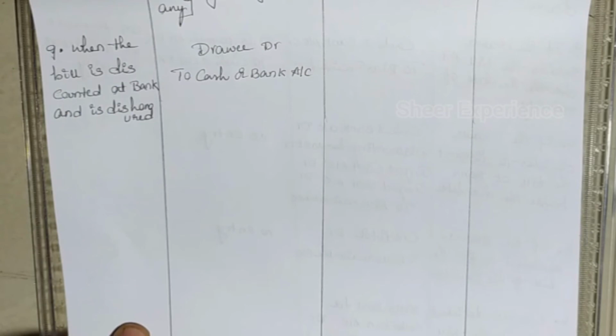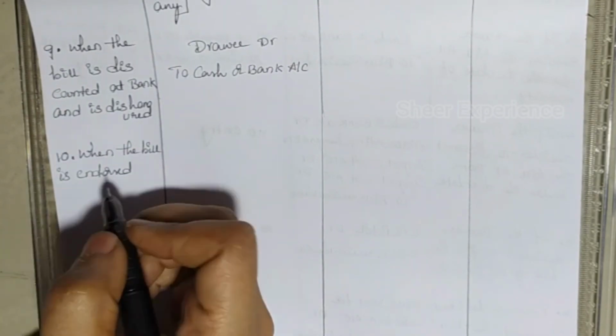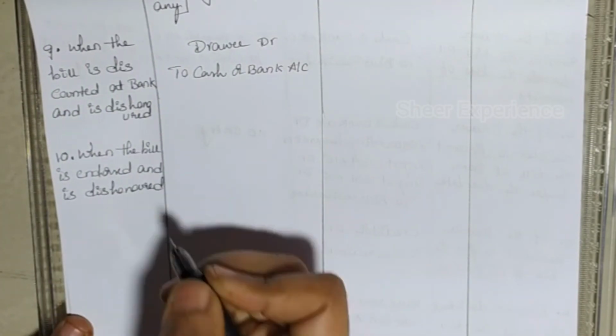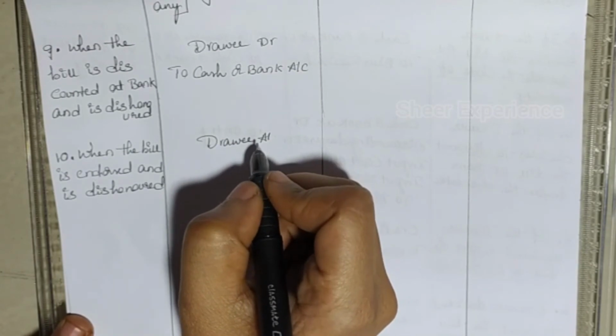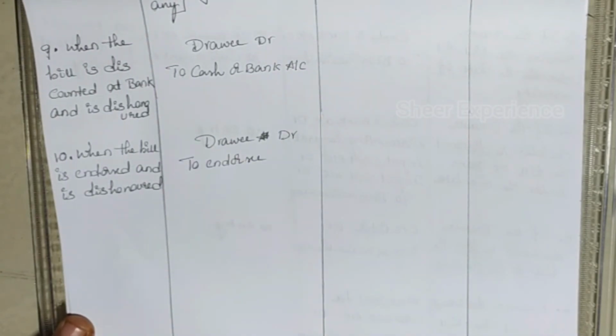This means the drawer has already got the payment from the bank. When the bank approached the drawee on the due date, the drawee has refused to make the payment, so it is dishonored. Our next situation is when the bill is endorsed and it is dishonored. Then the journal will be drawee debtor to endorsee in the drawer's books.